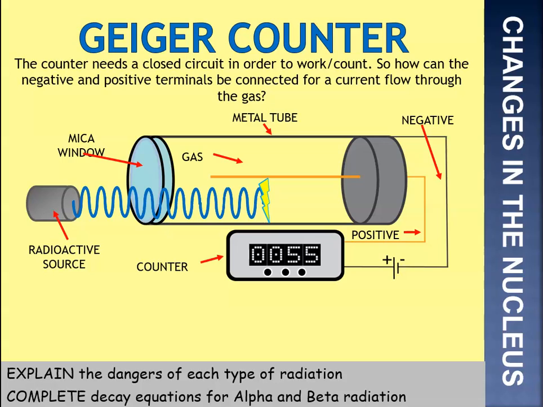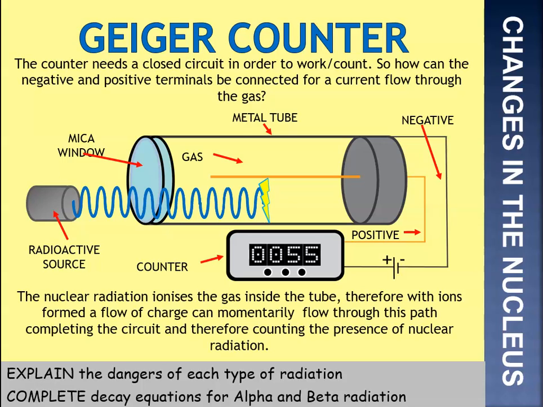Okay, the counter needs a closed circuit in order to work or count. So how can the negative and positive terminals be connected for a current to flow through the gas? Well, what happens is the nuclear radiation ionizes the gas inside the tube. That then forms ions, and those ions form a flow of charge. That momentarily flows through the path, completing the circuit and counting the presence of nuclear radiation.